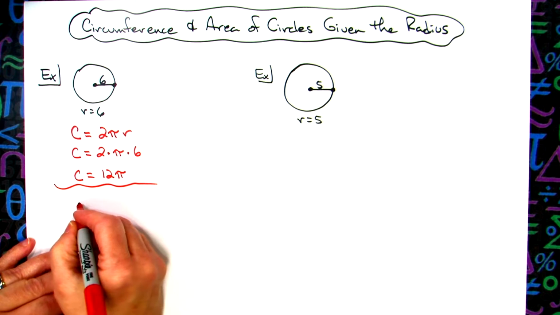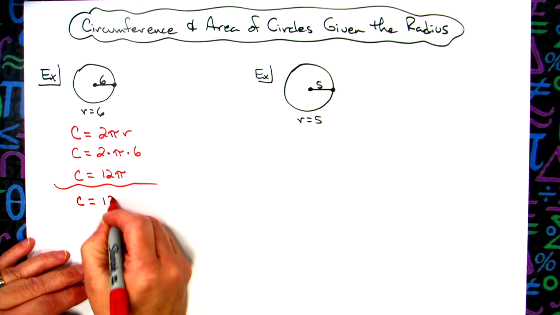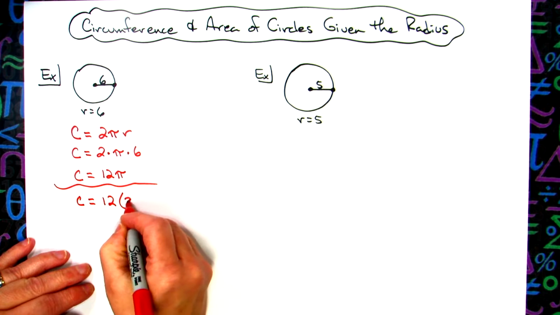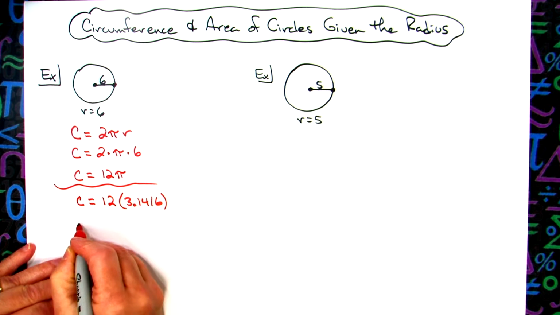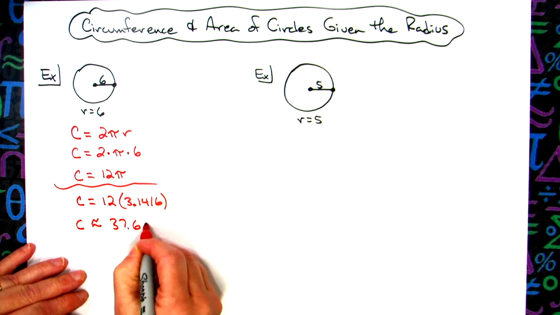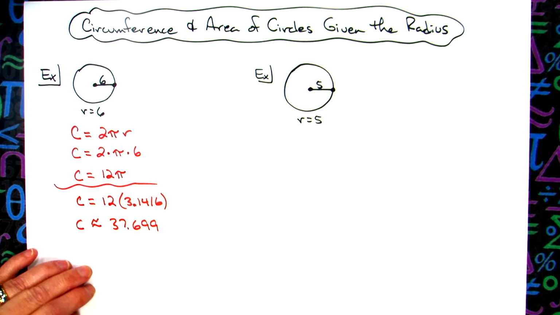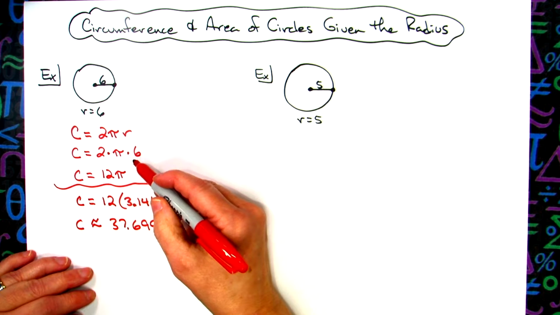Now if they do want a decimal approximation instead of just 12 pi, then you would approximate pi out to whatever your textbook tells you to do. So let's just go out to 3.1416, and then you'd use a calculator to multiply that, and you would get about 37.699. So pretty straightforward there, a calculation of your circumference when given the radius.